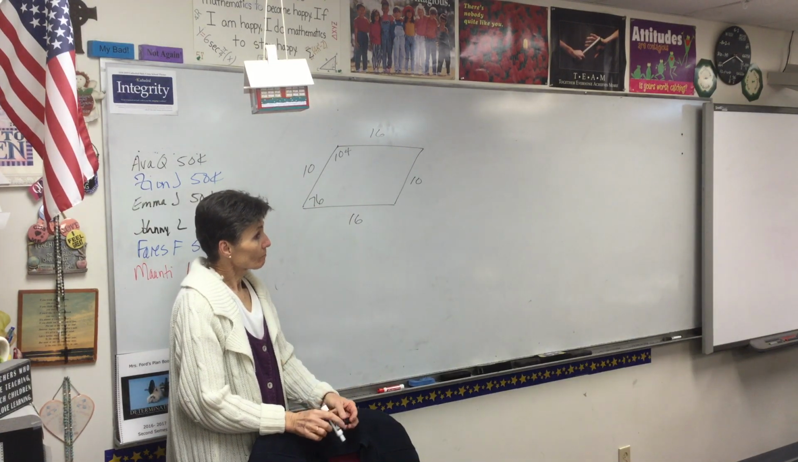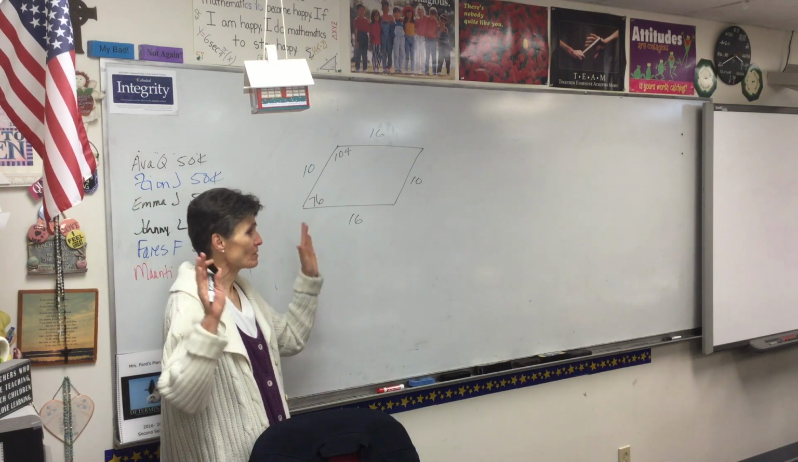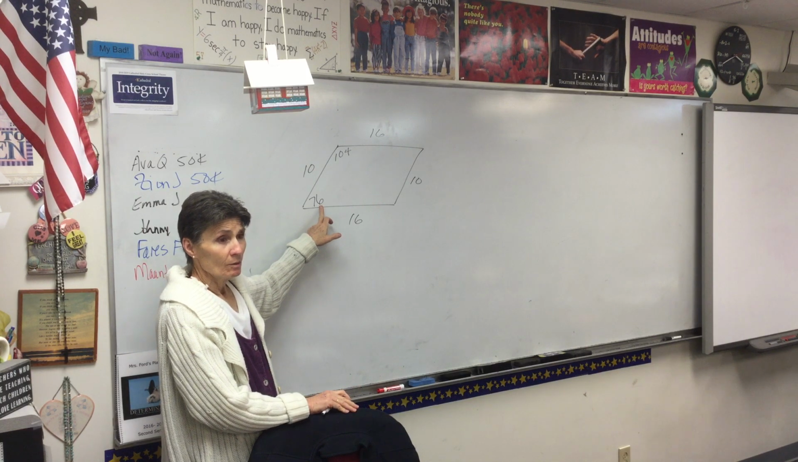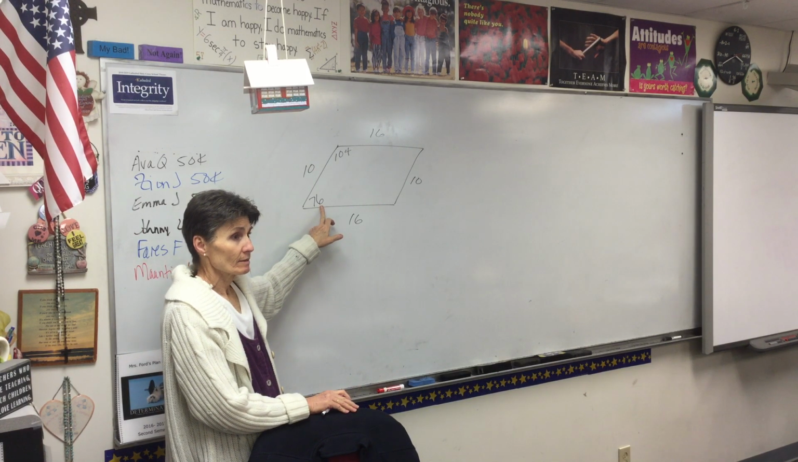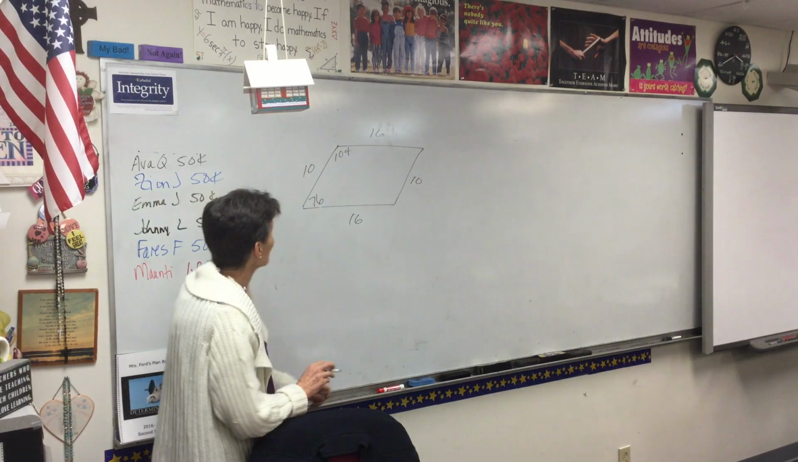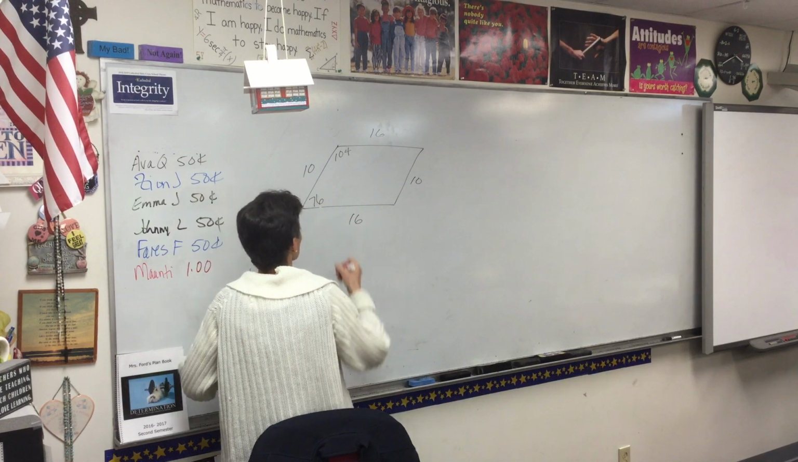Very good. Why, Audie? Because they're supplementary. Exactly. Listen, he's even talking like a mathematician. They're supplementary. These guys add up to 180. Always. Right? Okay, so what do I want to know? The shorter diagonal.